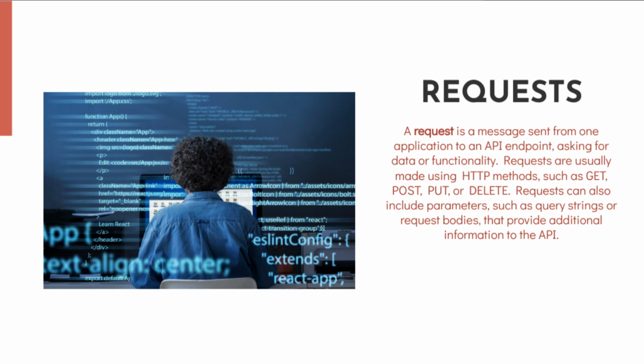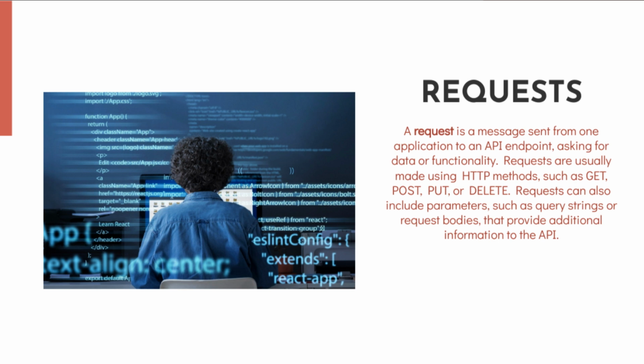HTTP method specifies the type of operation to be performed on the resource. Commonly used methods include GET, retrieve data; POST, create data; PUT, update data; and DELETE, remove data.